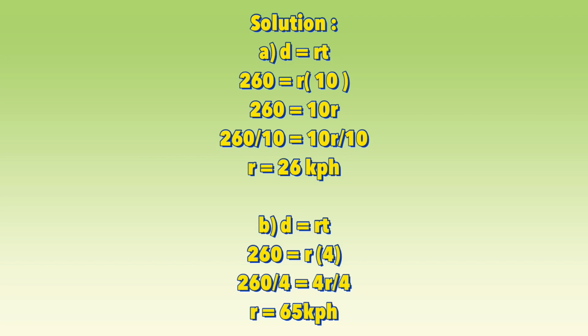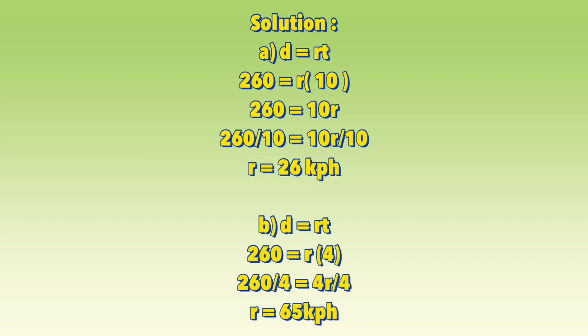For letter B, the same formula that we're going to use, D equals RT. D is 260, the distance, equals, for letter B, the hours covered is only 4 hours. Then we're going to multiply 4 times R equals 4 hours. Then we're going to divide both sides by 4. So 4 divided by 4 equals R, and 260 divided by 4 equals 65. So therefore, the rate of letter B, if Carlo traveled for 4 hours, is 65 kilometers per hour.